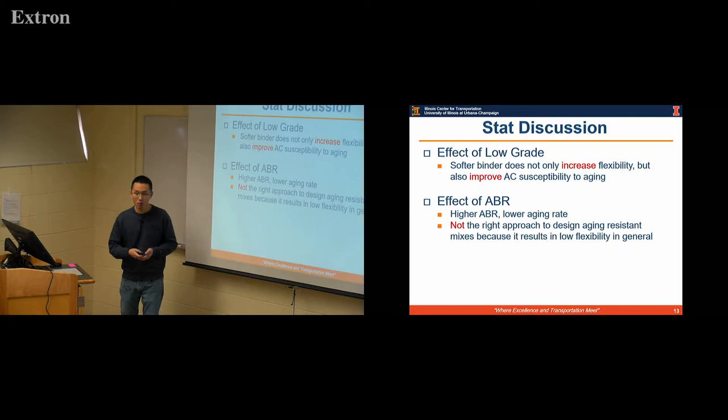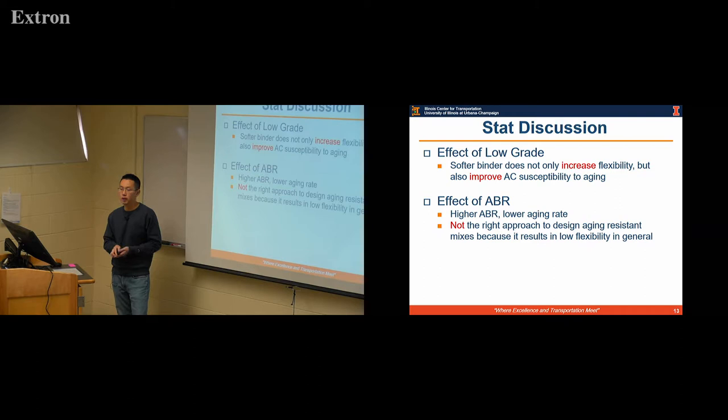The second one is the effect of ABR. We see that with higher ABR, we see a lower aging rate. It's very reasonable, because if you have higher ABR, more proportion of your mix has already been aged in the field for many years, so there's less room for it to age further.